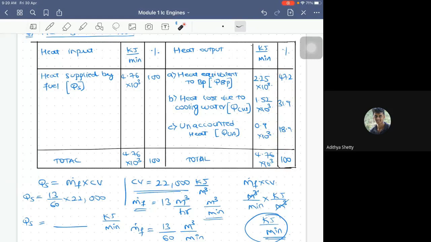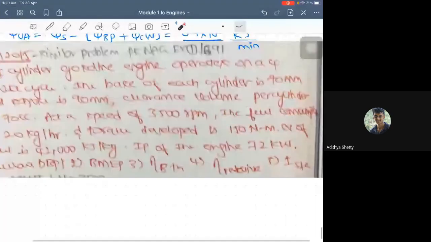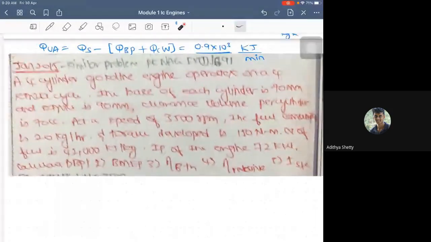Is that clear with this particular problem? Any doubts in this problem? No. Okay. So next you go for this particular problem here. Take this down. We will solve this. I think it is the same problem again. No new thing in this.